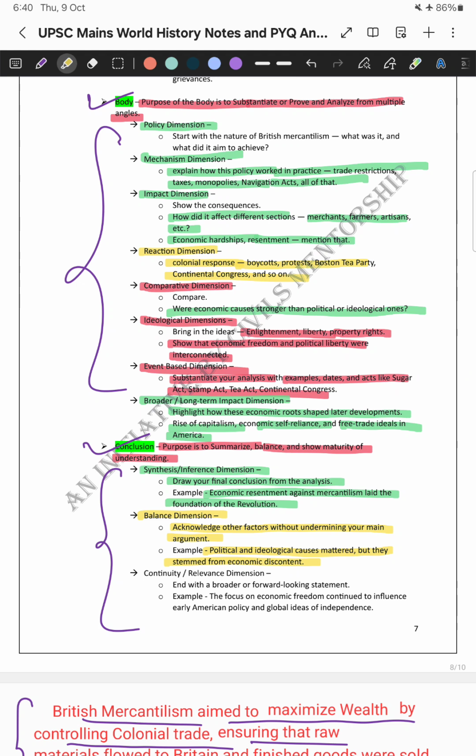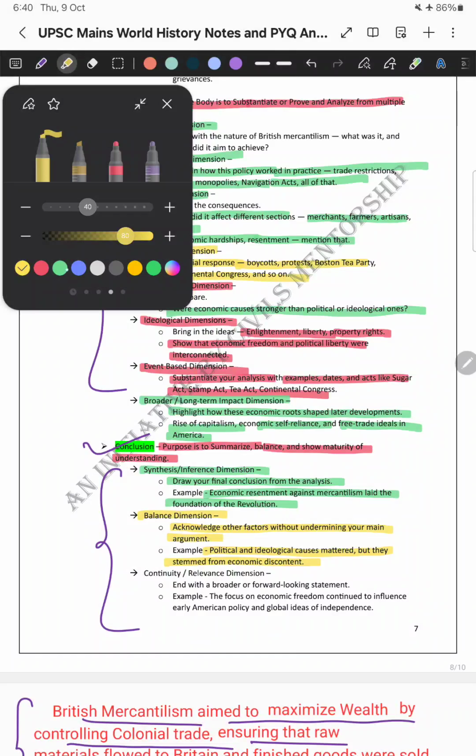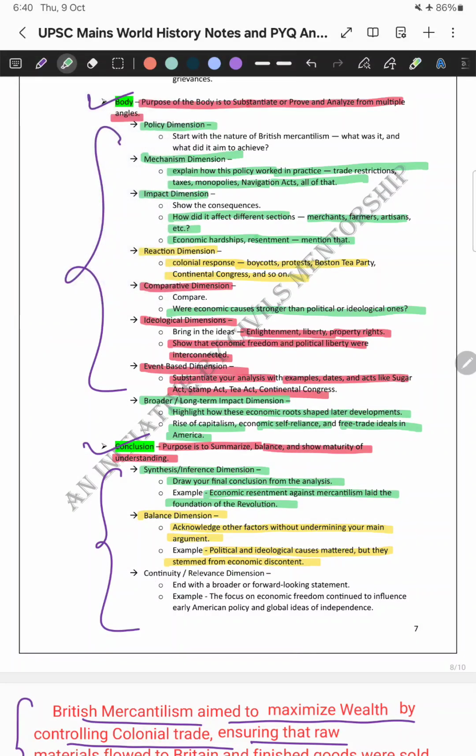Now the third way is a continuity or relevance dimension. Now what does this mean? This means you are ending your answer with a forward looking statement. Say, for example, you can conclude your answer like: the focus on economic freedom continued to influence early American policy and global ideas of independence.